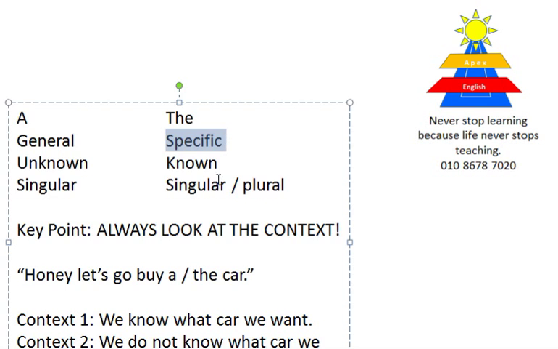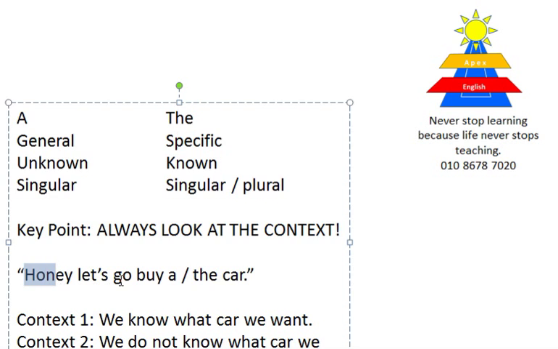So the key point I want you to take away from this introduction is to always look at the context. That's really important. Always look at the situation individually when you're deciding whether to use a or the. So let's take a look at an example.